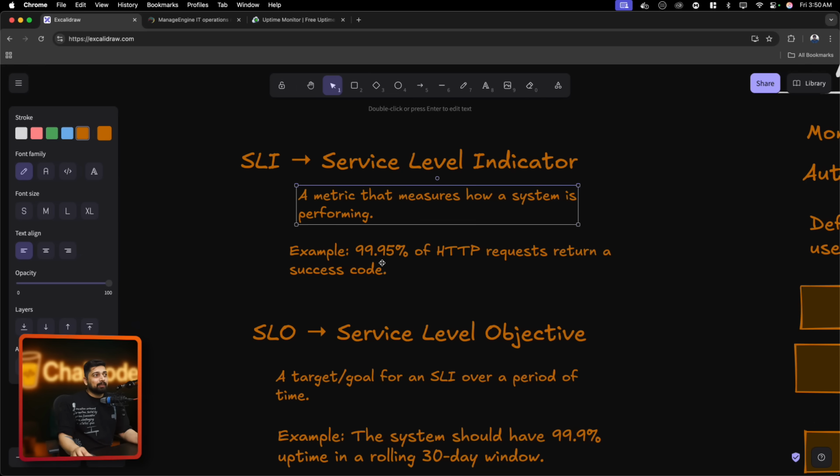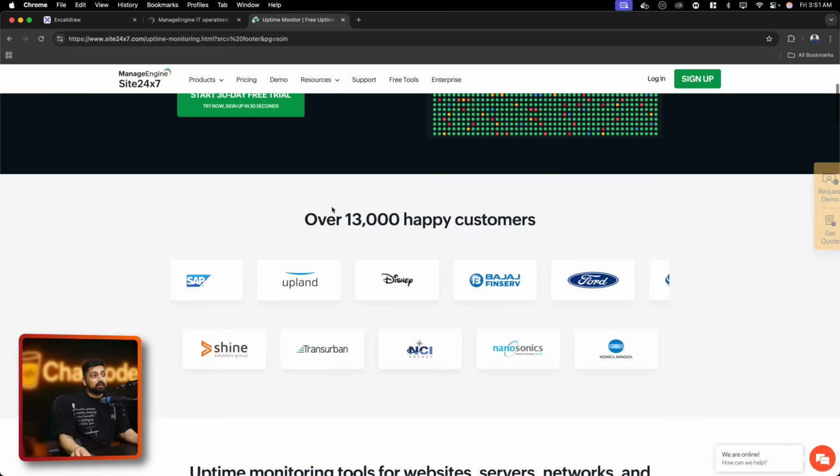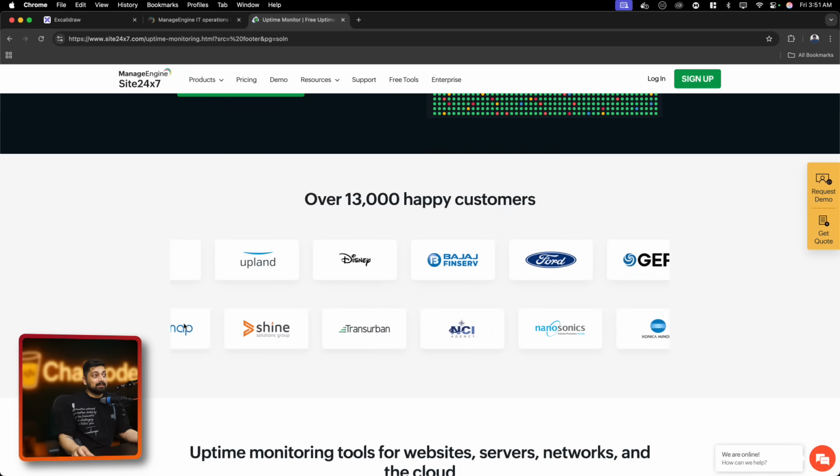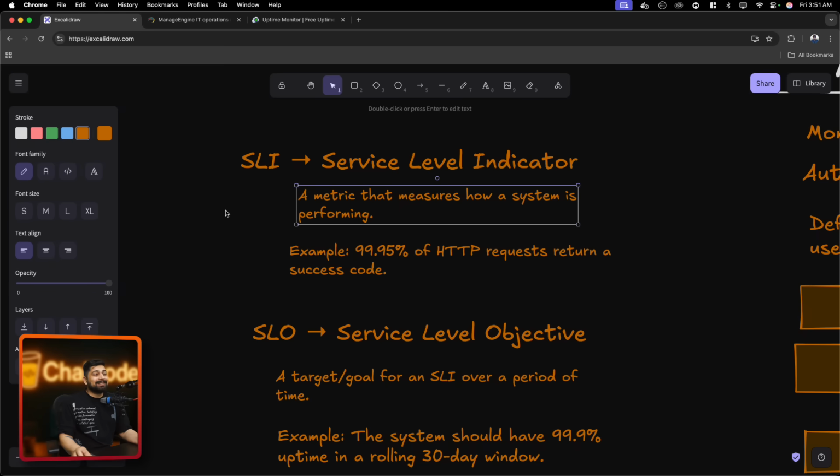For example, 99.95% of the HTTP responses return a successful code. So your SLI is 99.95. How long you have been measuring that, based on that data, and actually people require proof of that. And that's why companies use products like the Uptime Monitor by Site24x7. Look at the companies: Disney, Bajaj FinServ and Ford. They use that because it is required sometimes by law and sometimes by the customers they provide services to.